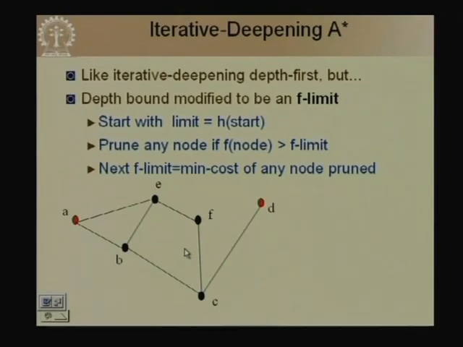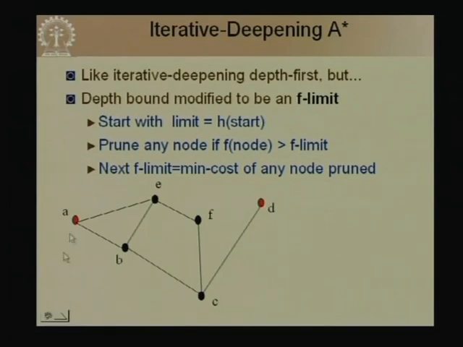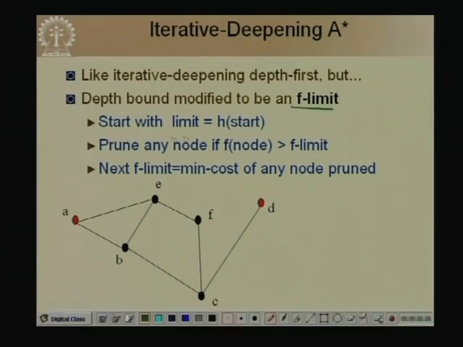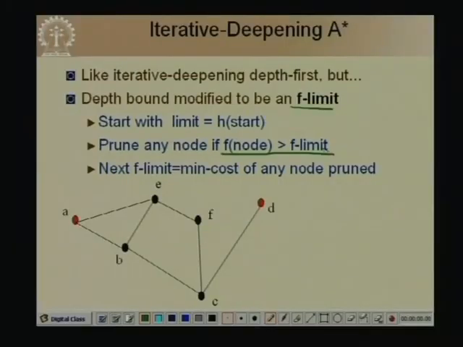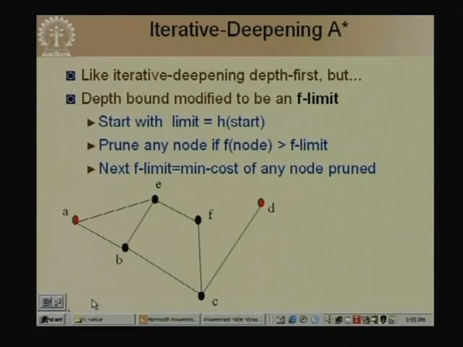Now, we will quickly look at a variation of A star, which is iterative deepening A star. It is similar to iterative deepening search, but instead of using a depth bound, we use an f limit. Initially, we set the f limit equal to the h value of the start node, and then we do a depth first search, and we prune any node for which the f value is greater than the f limit. We set the next f limit to be the minimum cost of any pruned node.